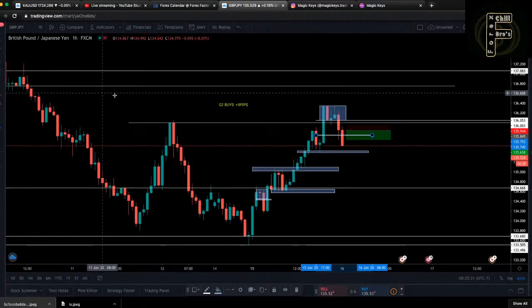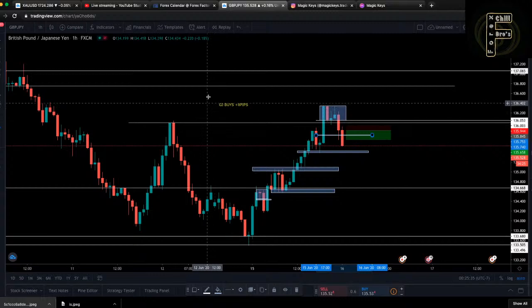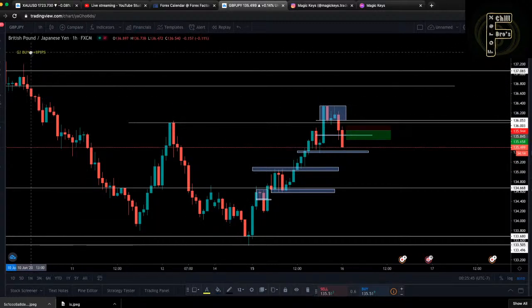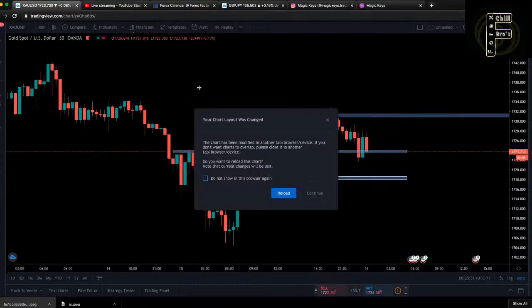Like I said, this is for educational purposes only. Just share an idea of what you think about this trade or that trade or any trade you're in, and we'll take a look at what the gold actually plays out as.